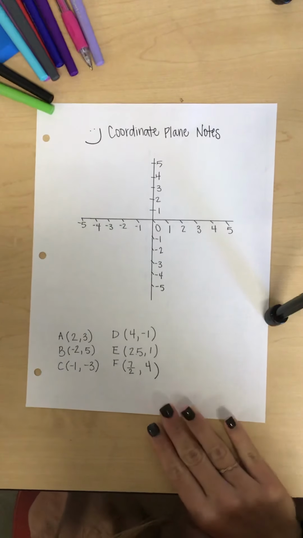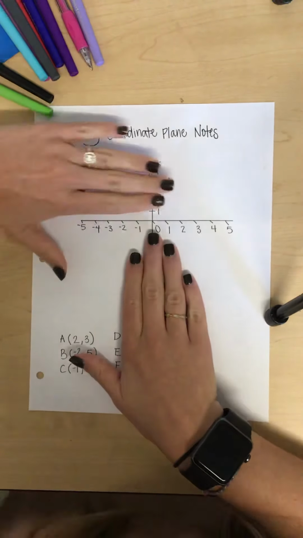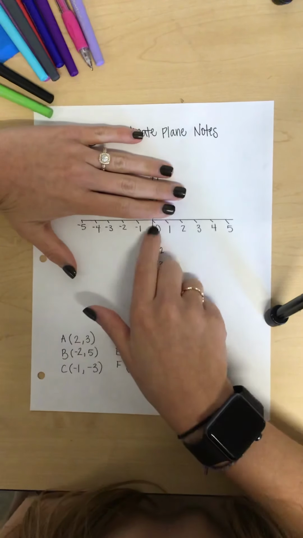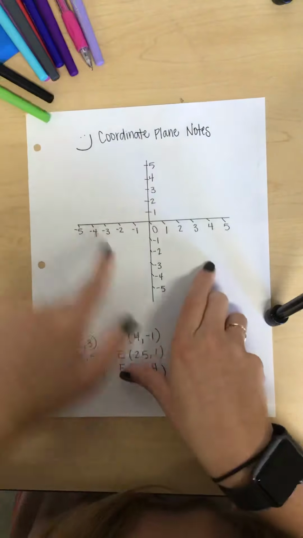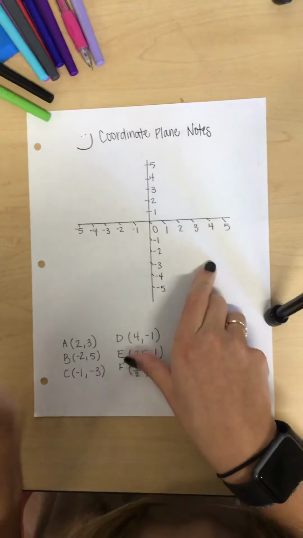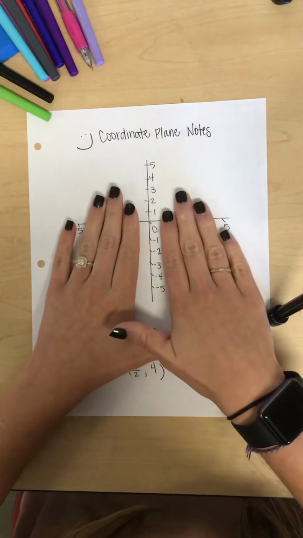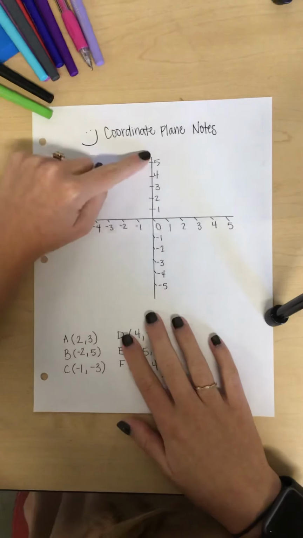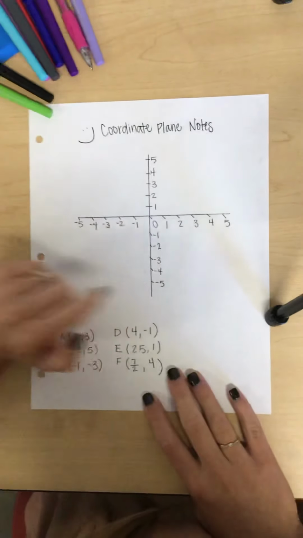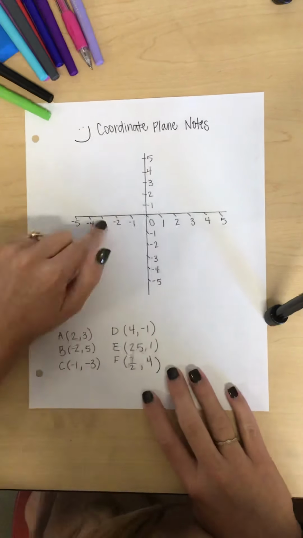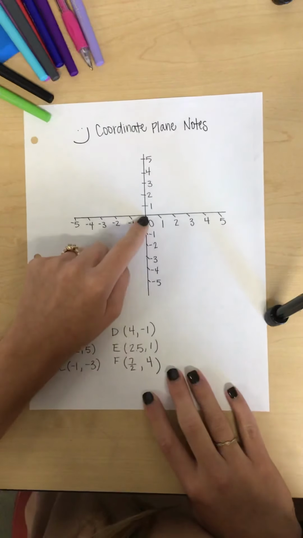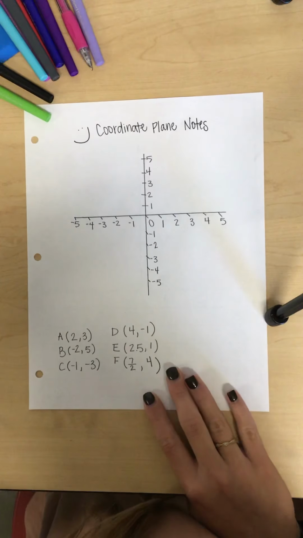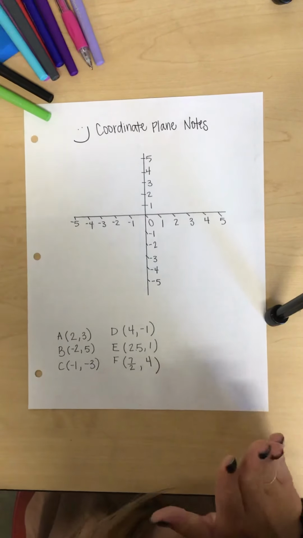So if you look, there we just have a horizontal number line, okay? So 0, and then we have our positives to the right and the negatives to the left. And then the same thing here with the vertical number line. And so we have 0, and then above 0 we have our positives, and below we have our negative numbers. So the number lines just intersect at 0, which is what we call the origin. And then we can go from there.